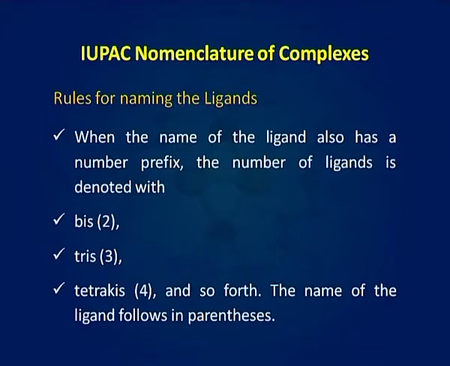Remember that the ligands are always named first before the metal is. When the name of the ligand also has a number prefix, the number of ligands is denoted with bis for 2, tris for 3, tetrakis for 4 and so forth. The name of the ligand follows in parenthesis.